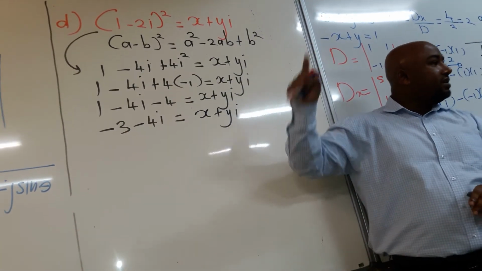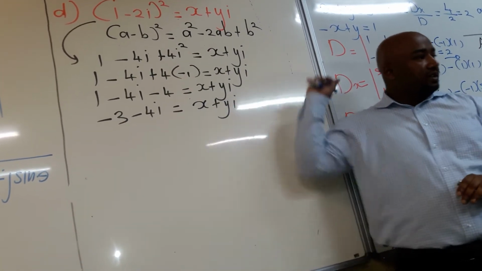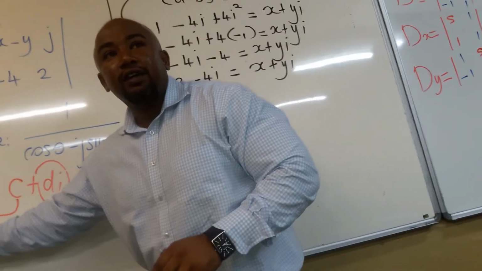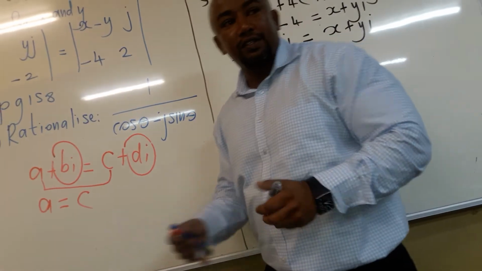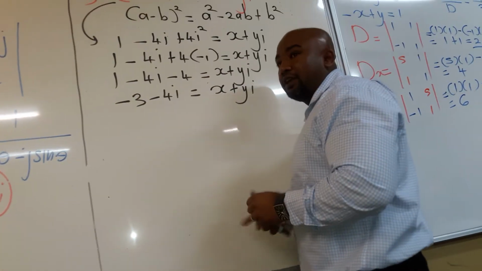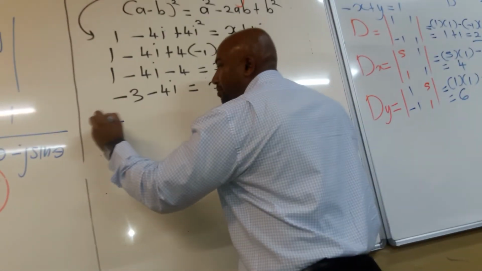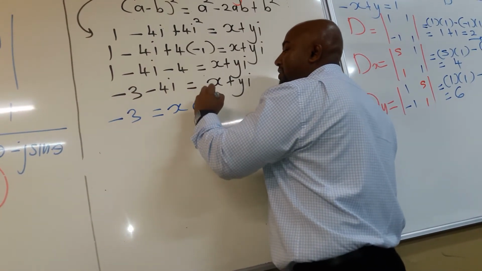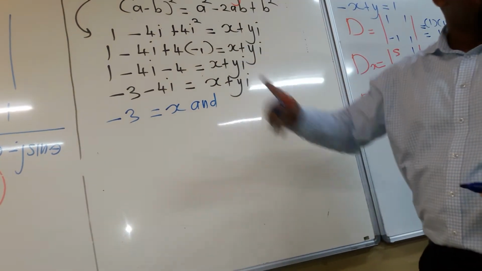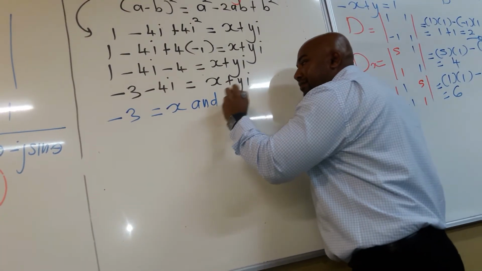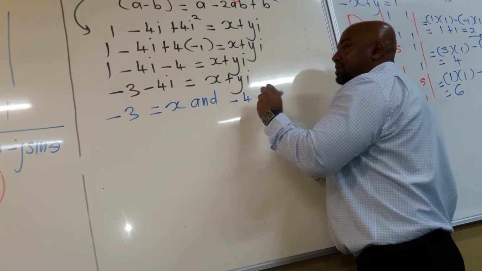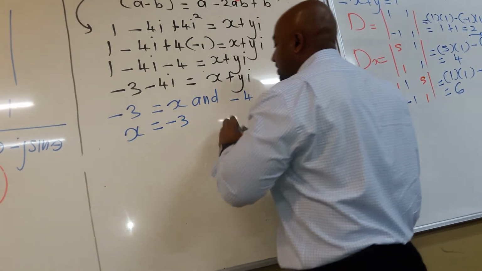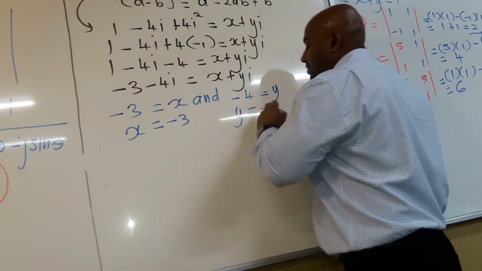You can see you got a single complex number on the left hand side, one on the right. So we equate. We're going to do the same thing. Real on the left equals to real on the right. So real on the left hand side is minus 3, and on the right hand side x, and the imaginary, the coefficient of i on the left is minus 4, and on the right is y. And so basically x is equal to minus 3, y is equal to minus 4.